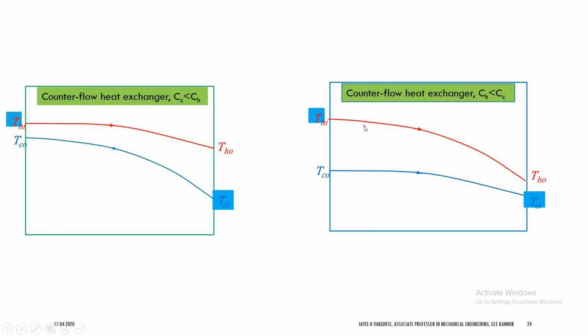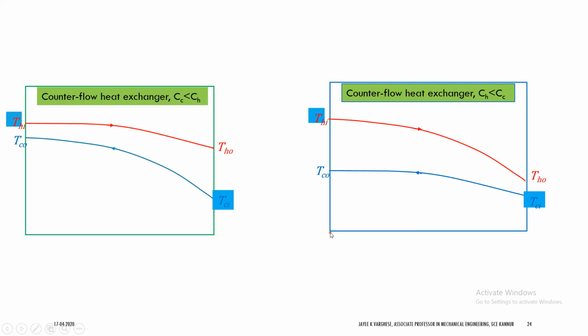On the other hand, we take the same case of a counterflow heat exchanger where the heat capacity rate of the hot fluid is less than the heat capacity rate of the cold fluid. In this case, we can see that the one having the lesser value of heat capacity rate will undergo more temperature variation in order to satisfy the equation. So here the hot fluid will undergo more temperature variation as compared to the cold fluid, as can be seen from this diagram.